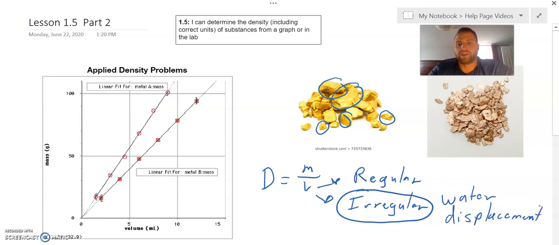So, right, I need my graduated cylinder. I fill it up. I put the chunk in. It raises the water, and I calculate the difference. Remember, volume was volume final minus volume initial.